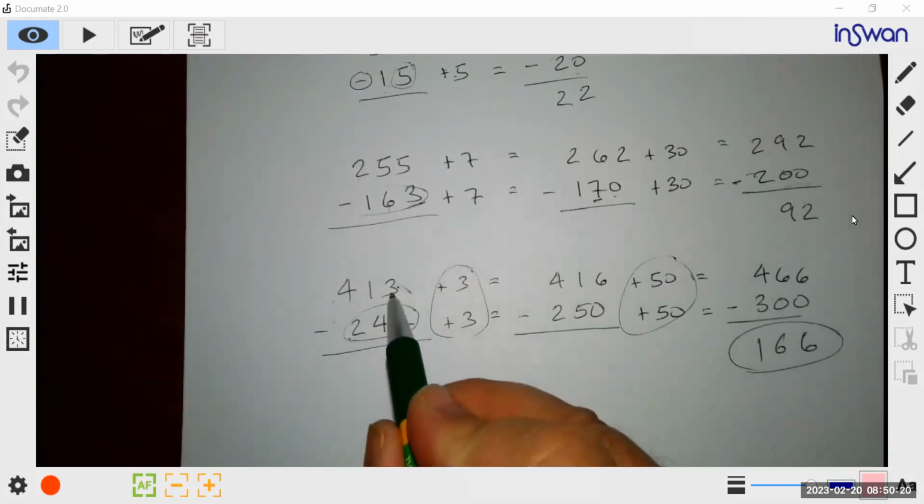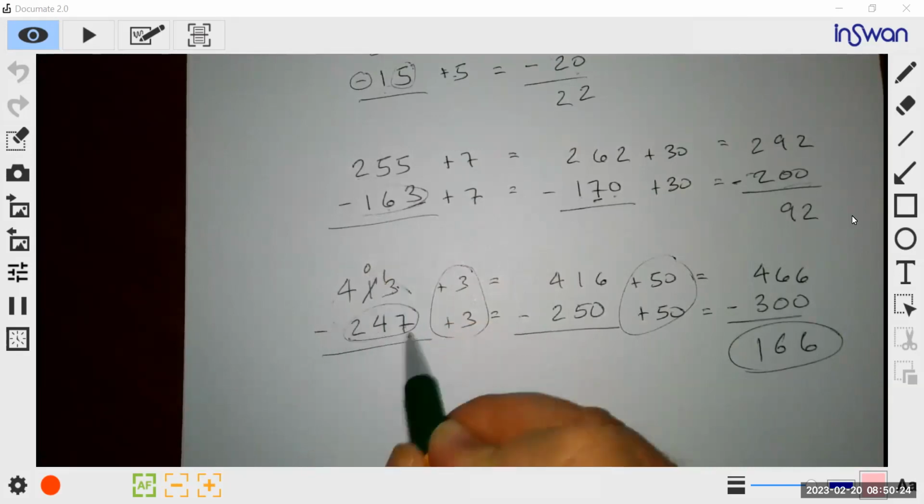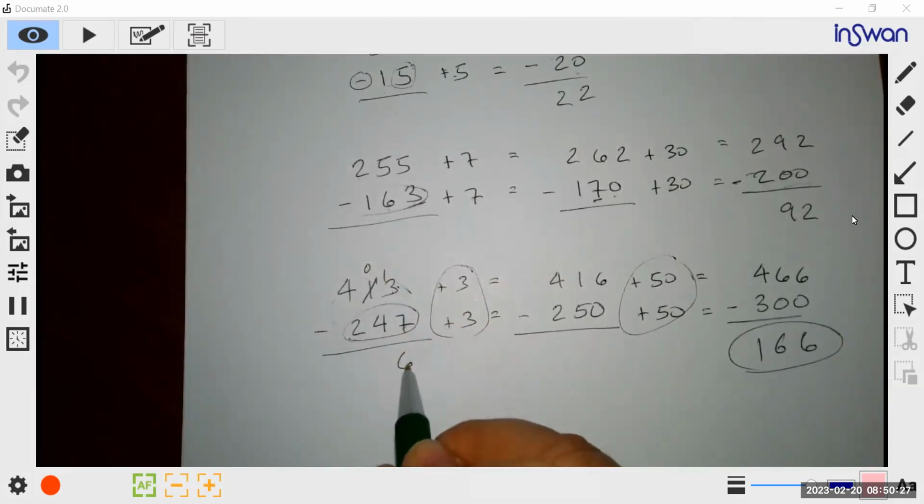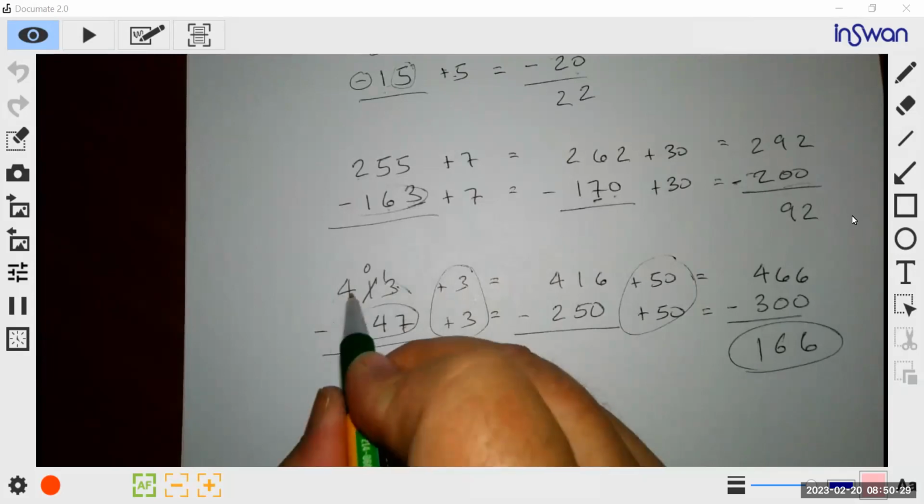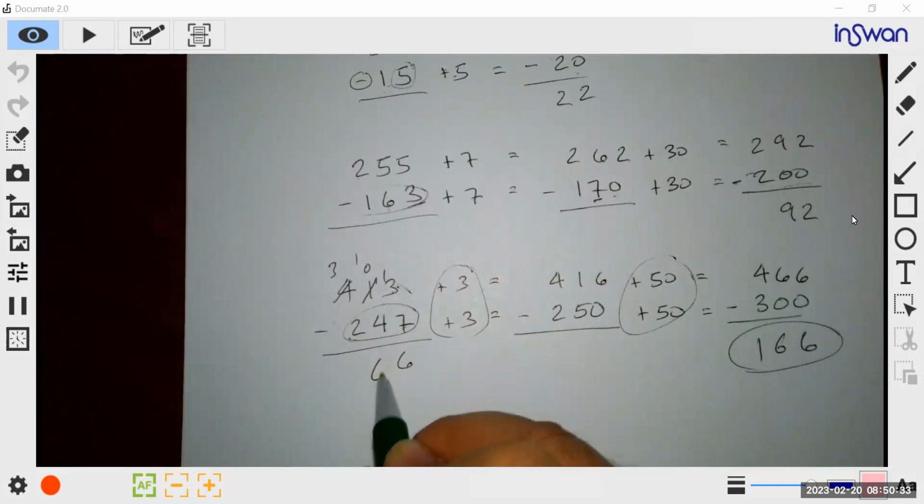Let's see. Okay, 3 minus 7, you can't do it, so you have to borrow 1. 13 minus 7 is 6. Then you have to borrow another one. You borrow 1. 10 minus 4 is 6. 3 minus 2. Okay, I think I was wondering, do the answers stay the same?